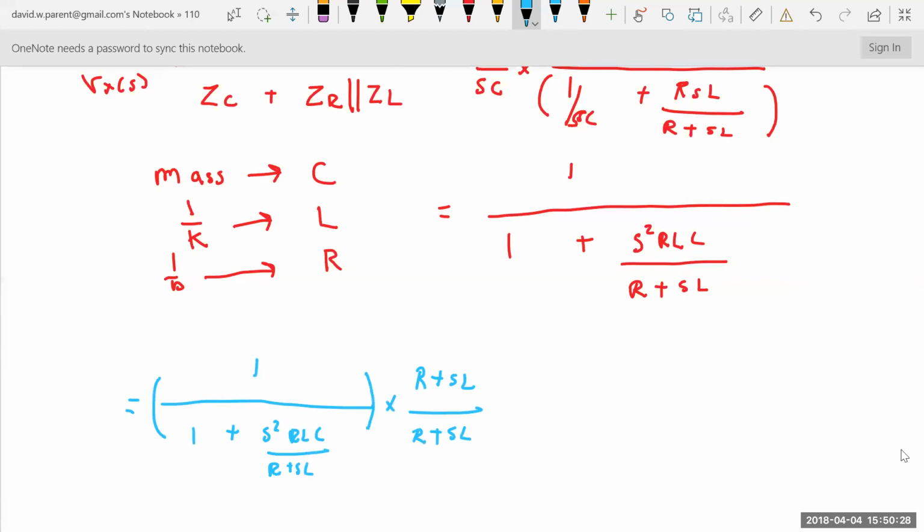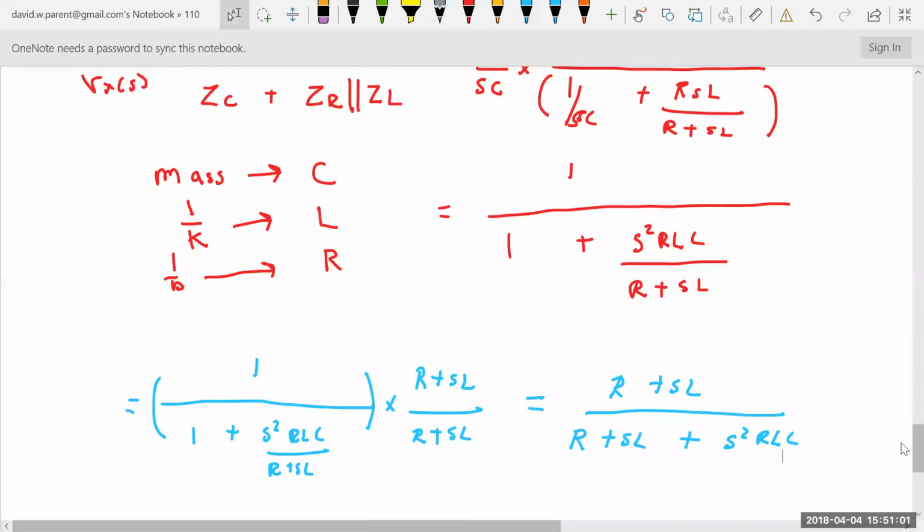So forever immortalized in the video that was your idea. Okay, good job. So we get R plus SL. Now, as important as that is, it doesn't determine over, under, or critical, right? Then over here we get R plus SL plus S squared RLC.